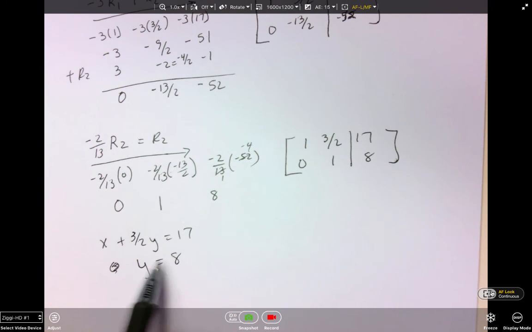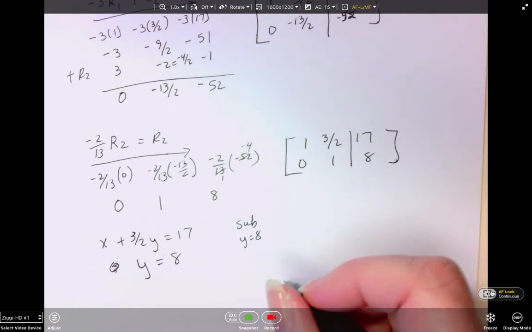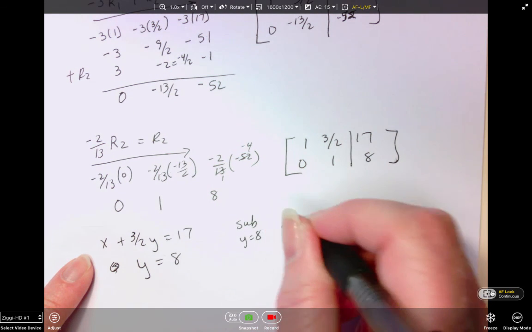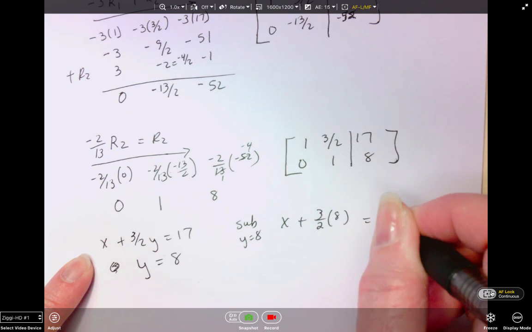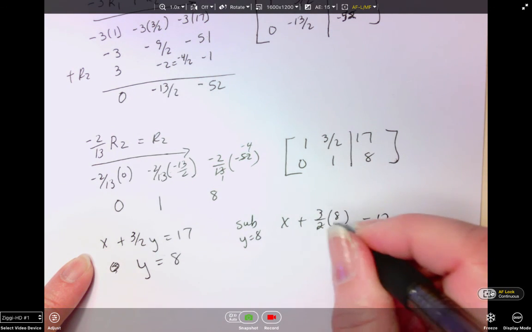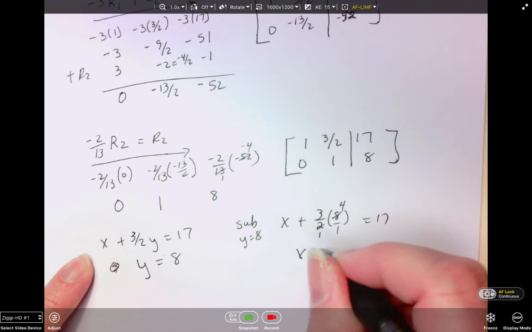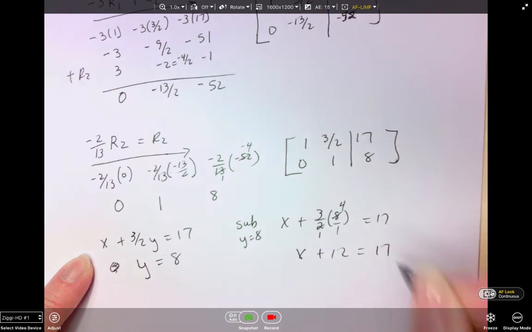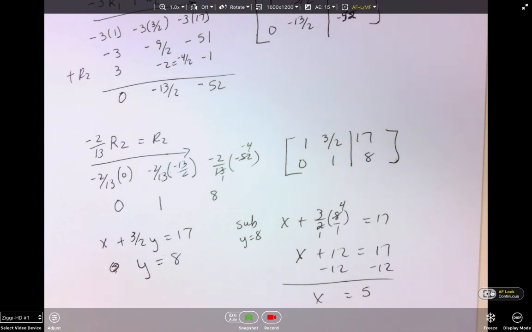So now all we got to do is sub in y equals 8. So we'll have x plus 3 halves times 8 is equal to 17. Well, 2, that's over 1. So 2 goes into 2 once. It goes into 8 4 times. We have x plus 12 equals 17. Subtract our 12, and we get x equal to 5. So our answer is going to be 5, 8.